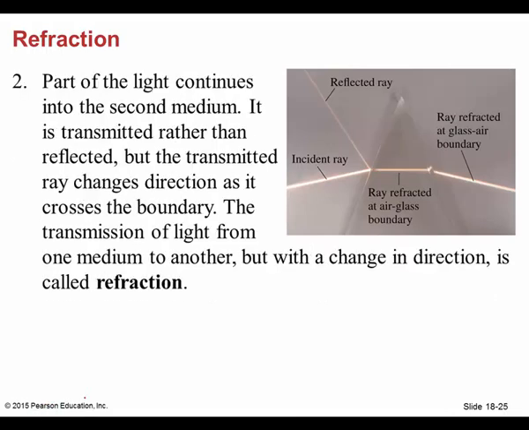Of course part of the ray does continue, and it re-enters back into air, and notice what it does again. At the interface, it refracts again. And what you should notice here is that the normal is right there. So you always measure with reference to the normal.